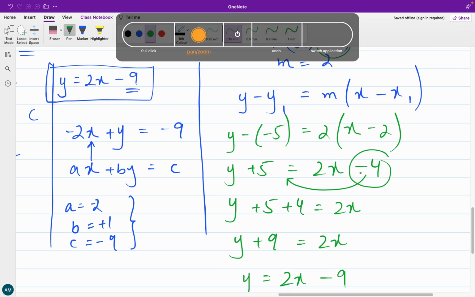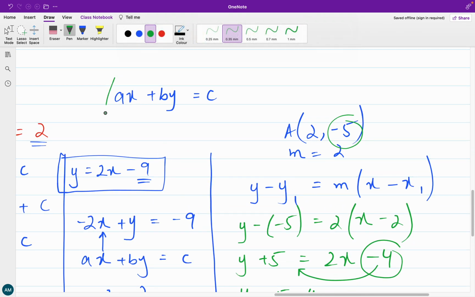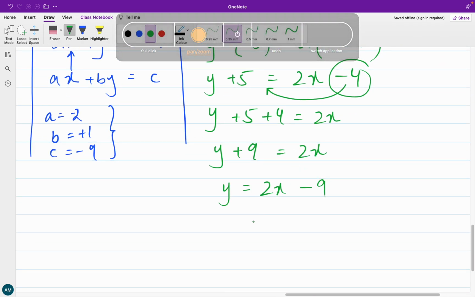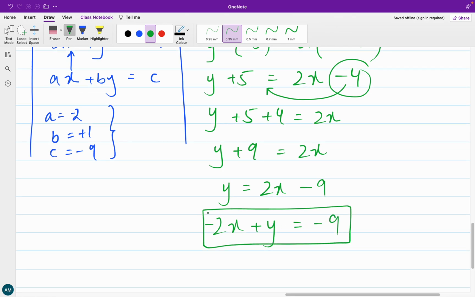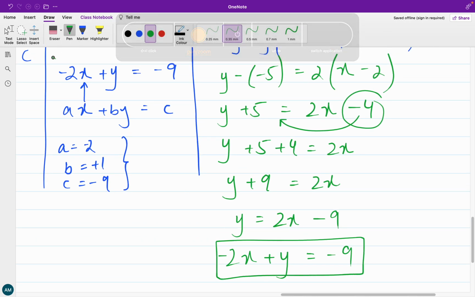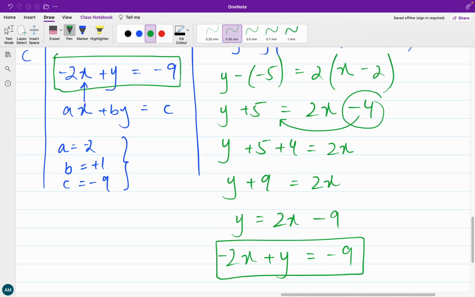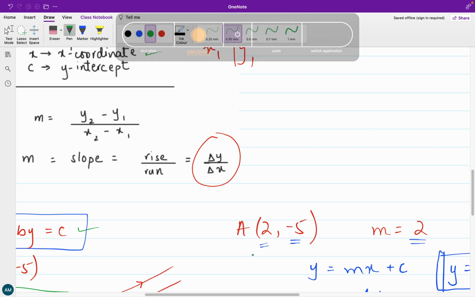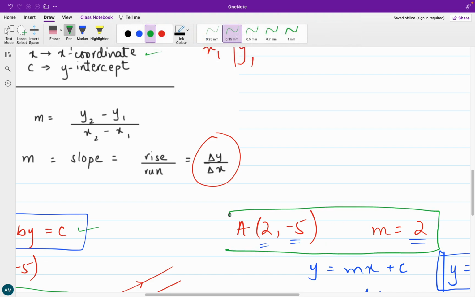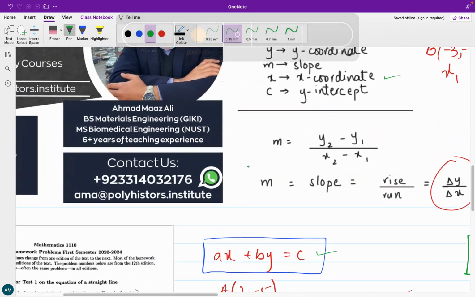Yeah. And if we want to rewrite in the form which the question wants us to write it down, ax plus by is equal to c. So we'll do minus 2x plus y is equal to negative 9. Yeah. Same thing. Like this. That is how you find equation of a straight line if you're given a point and if you know the gradient. These are the two things which you need. If you know them, you can find out the equation of a straight line.